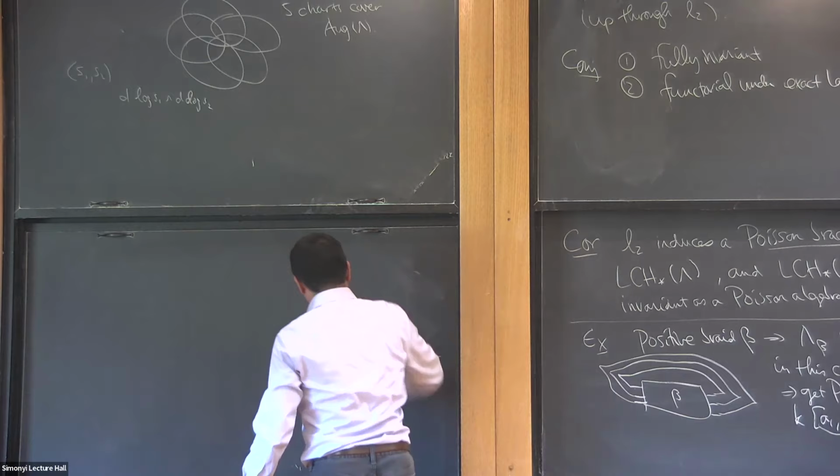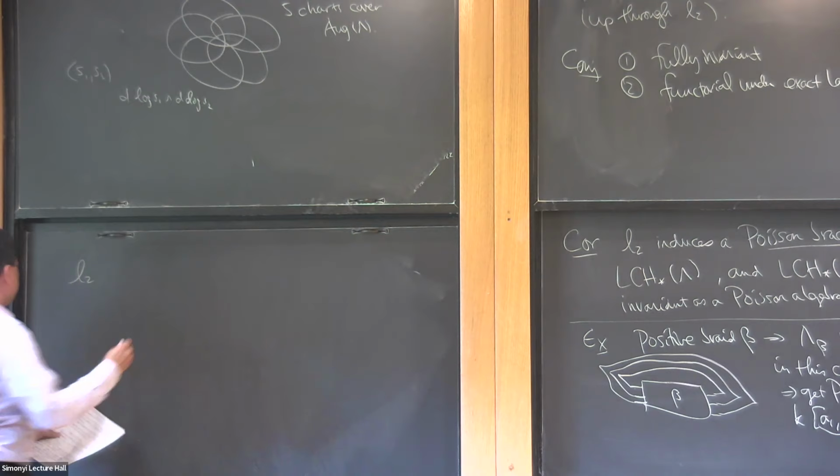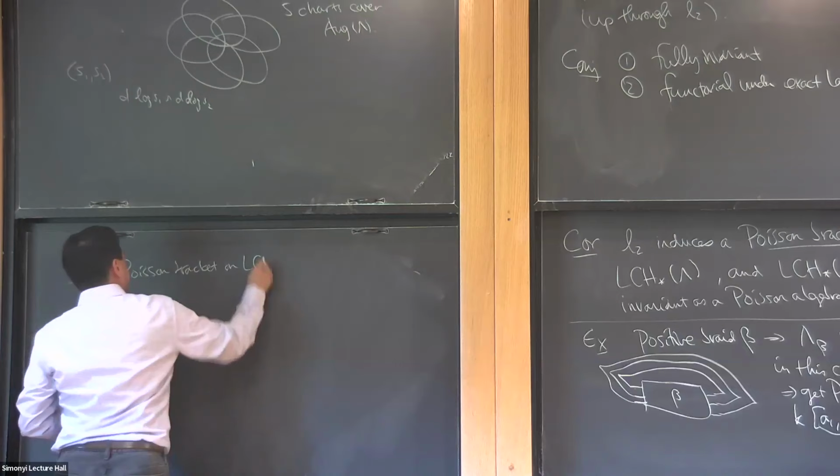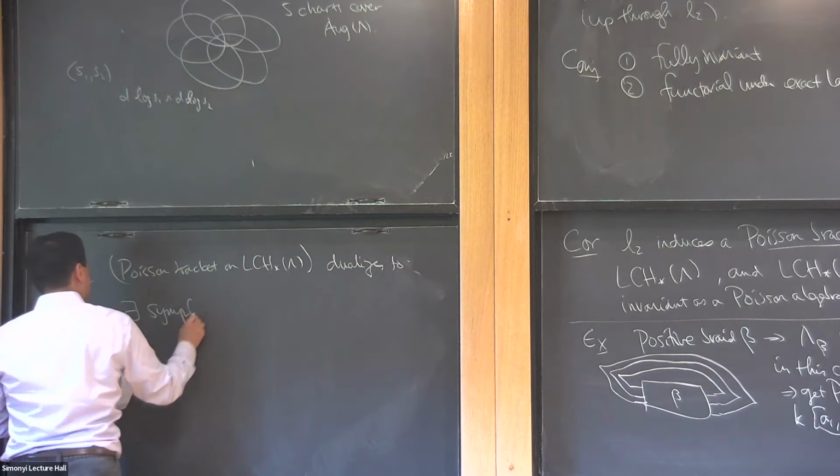So L2, and remember this is a Poisson bracket on the Legendrian contact homology. So this now dualizes, this Poisson bracket. So here's a theorem. The theorem is that there exists a symplectic form.